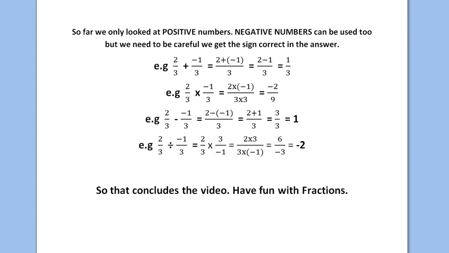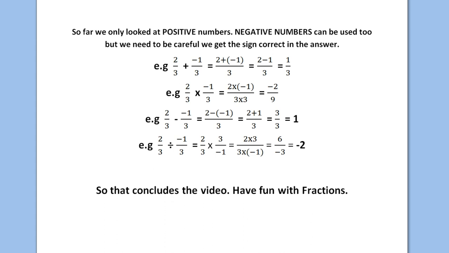And finally, 2/3 divided by -1/3 equals 2/3 times, we flip the fraction, we take the reciprocal. It's times 3 over -1. Just make sure you keep the signs consistent. So the sign of 3 is positive and the sign of the numerator is negative, it's -1. So make sure you keep that on the denominator when you flip it. And that equals 2 times 3 over 3 times -1, and that equals 6 over -3, and that equals -2.